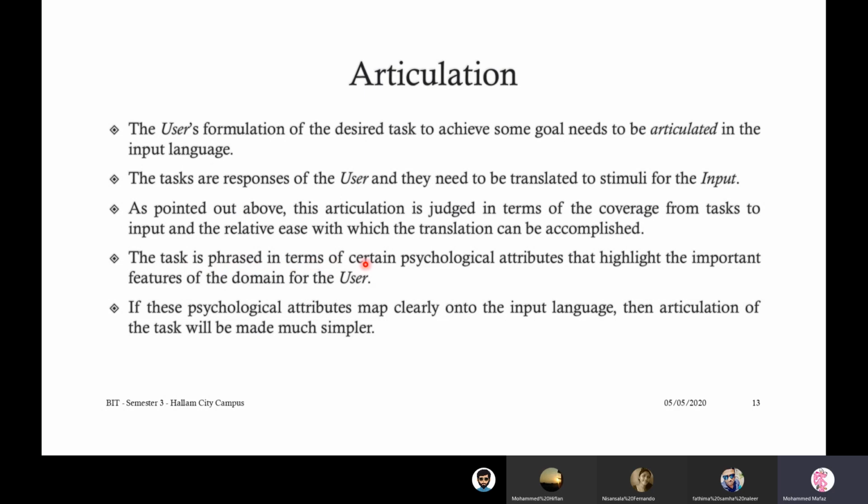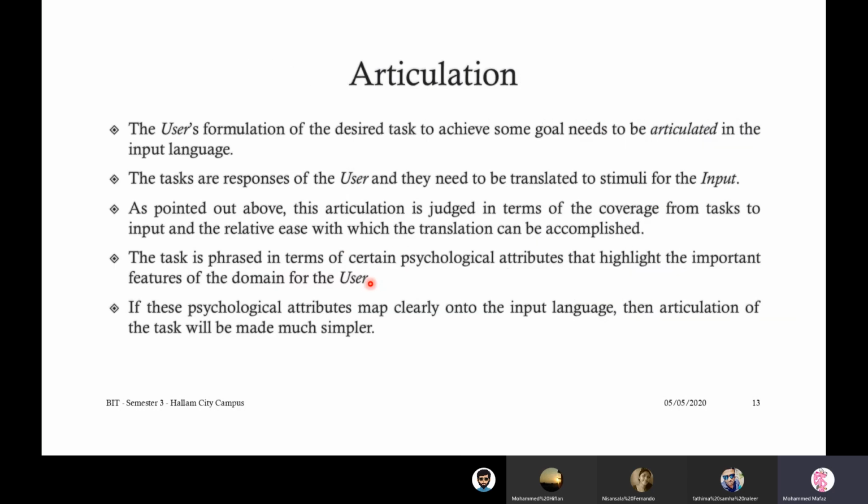The task is phrased in terms of certain psychological attributes that highlight the important features of the domain for the user. If these psychological attributes map clearly onto the input language, then articulation of the task will be made much simpler, right? So psychological attributes are the attributes that you come up with your goal. So you have to then map those attributes to certain actions that you need to do, certain tasks that you need to do. So when you make that more simple, this process is going to be easier.